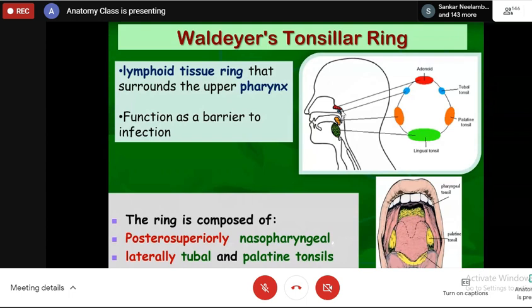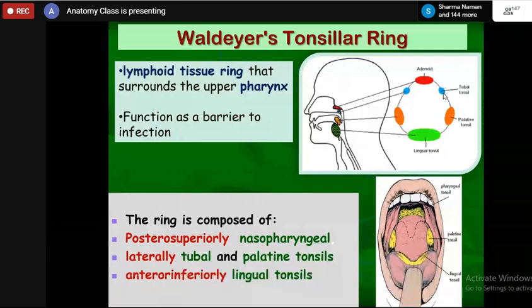Posteriorly and superiorly, we have the pharyngeal tonsil. Then come to the lateral part. In the lateral wall of the nasopharynx, we have the tubal tonsil. In the lateral wall of the oropharynx, we have the palatine tonsil. Those two are present laterally, paired on either side. Now, anteriorly and inferiorly, we have the lingual tonsil, which is a single one. So altogether, 1, 2, 3, 4, 5, 6. All those six tonsils form a ring around the upper pharynx known as Waldeyer's tonsillar ring.